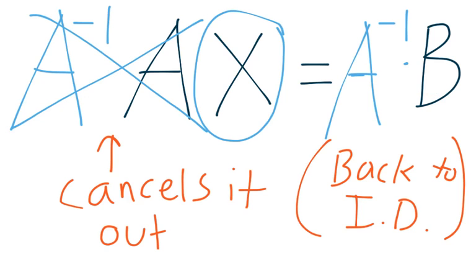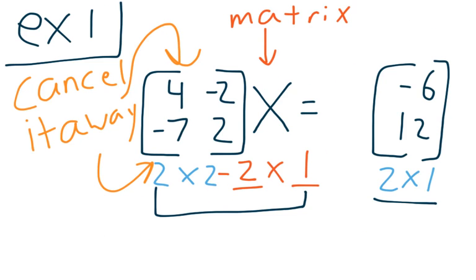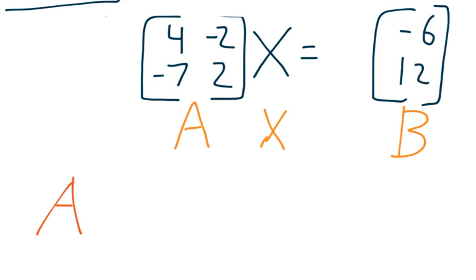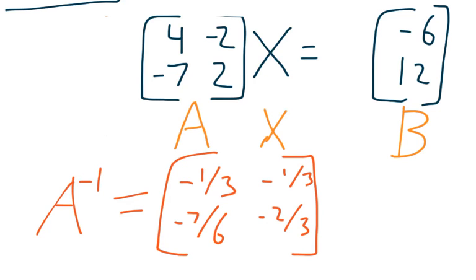What I'm going to do then is find the inverse of this matrix here. I'm going to call this matrix A. This is X, and this is matrix B, the one on the other side. So I'm going to find the inverse of A. I'm just going to do this with my calculator. Type in this matrix, find the inverse on your calculator. Here's what you get: the -1/3, -1/3, -7/6, -2/3 matrix, a lot of negatives and a lot of fractions. This is the inverse of A.